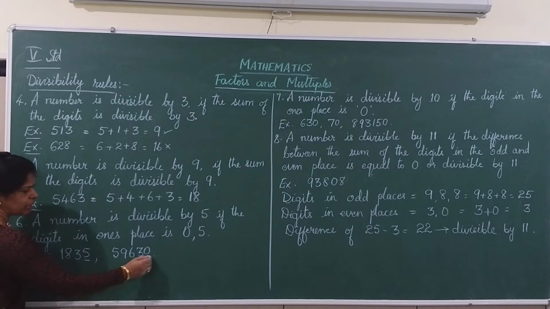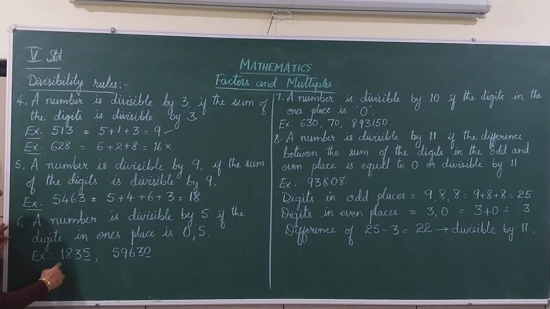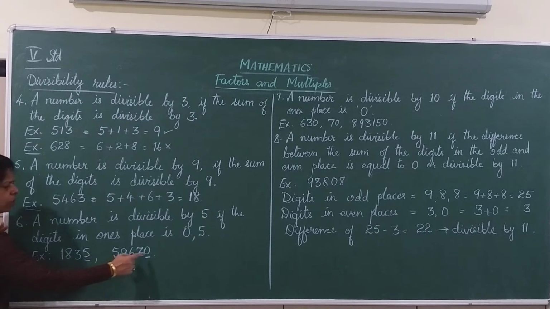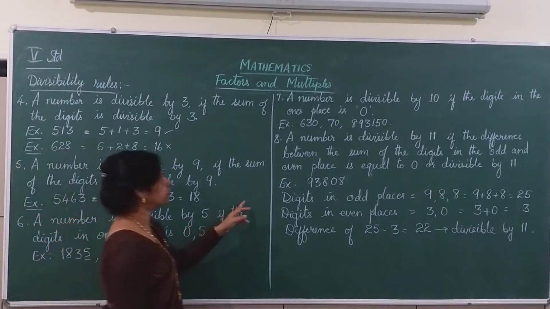59,630. So in ones place what is there? 0 is there. So this is divisible by 5. You understood? So when a number is ending with 5 or 0 in ones place, then it is divisible by 5. Okay, that's the rule. Coming to the next one.